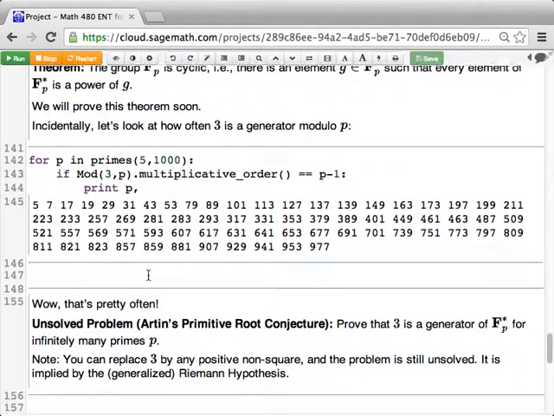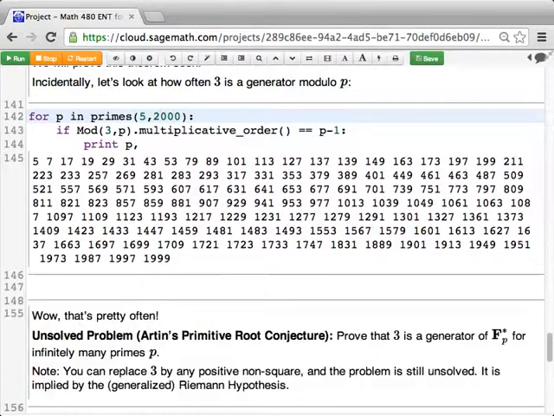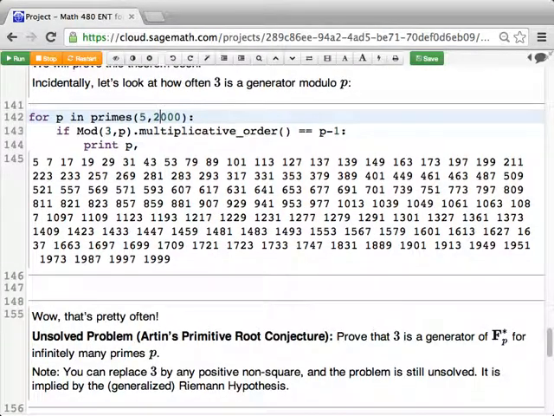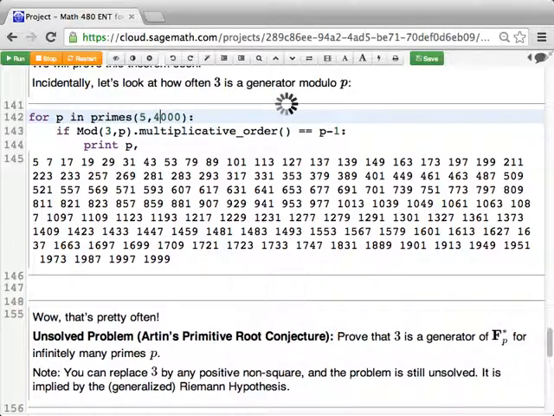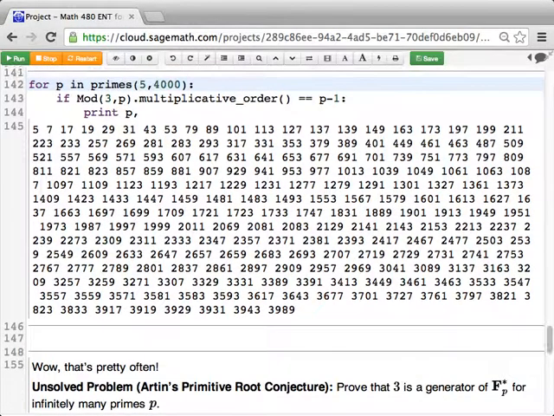Which, I have to state an open problem. It is an unsolved problem to prove that there are infinitely many primes p so that 3 generates. So this list, which clearly goes on forever, I mean, look, if I make this 2,000, are you at all surprised that the list gets longer? No. If I make it 4,000, it's going to get longer. The fact that this keeps getting longer is an unsolved problem. Nobody knows how to prove that. Surprisingly enough.